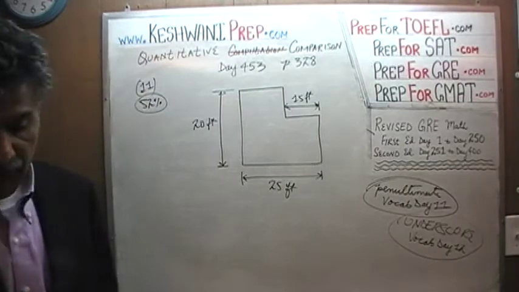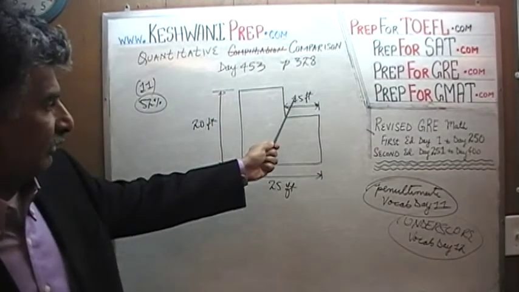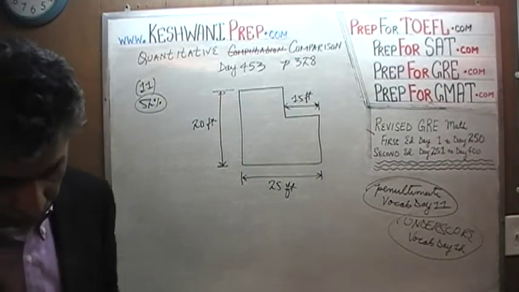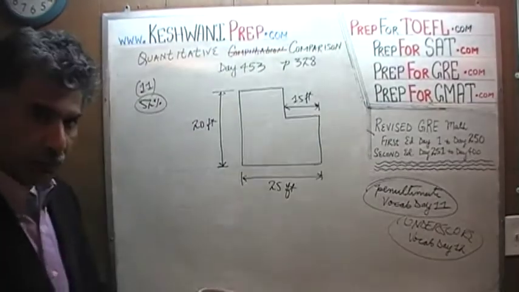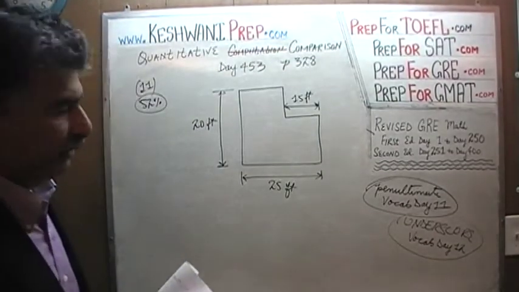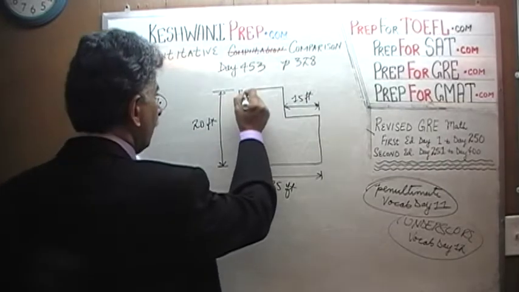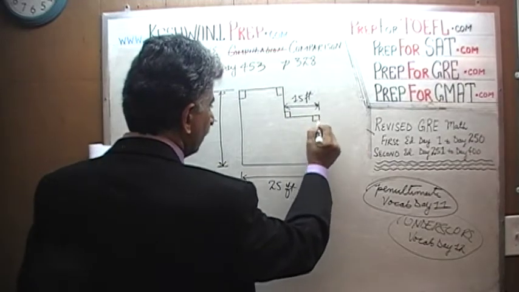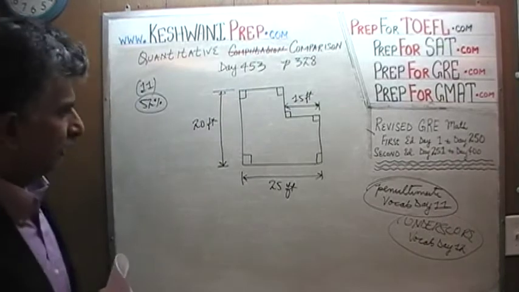Remember, the pictures in the GRE are not drawn to scale. You must keep that in mind, which is why this side is labeled as 15 feet, even though from here to here is 25 feet. Did I leave out anything? I cannot leave out anything at all, otherwise it will not be a fair game. Another important piece of information is that all the angles where two lines meet, every one of them, we are told, are 90 degrees, which is a very important bit of information.